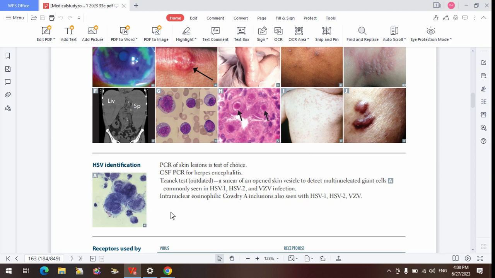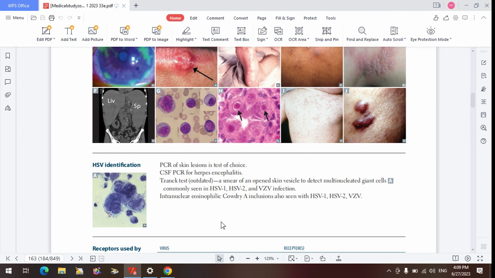Then the last one we can do is to obtain a biopsy. We observe it in the microscope and we see what we call the Cowdry A inclusion. This Cowdry A inclusion is common to the three organisms that we've talked about too: simplex 1, simplex 2, and the varicella zoster. You see the Cowdry A inclusion, which are intranuclear eosinophilic inclusions. They're formed by aggregation of the nuclear proteins with the membrane. Those nuclear proteins from this organism fuse together with the membrane and form those inclusions.